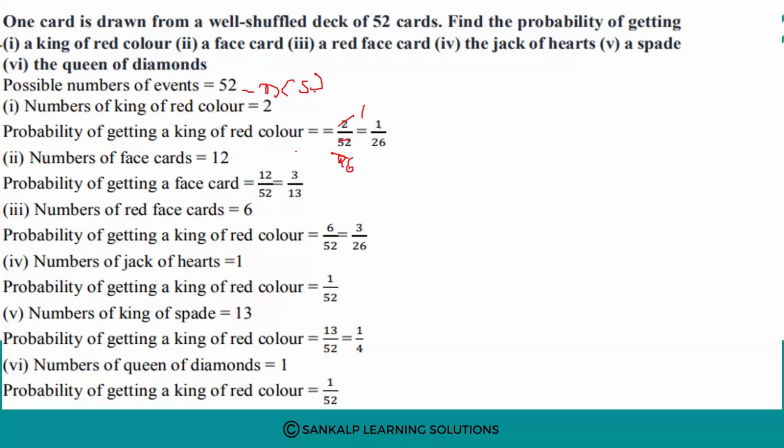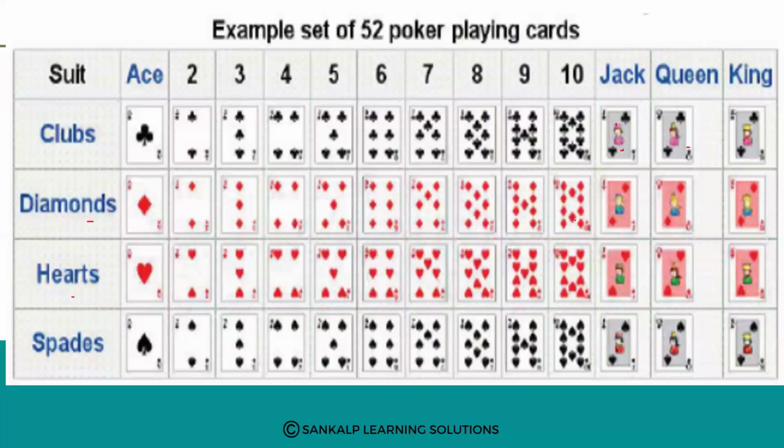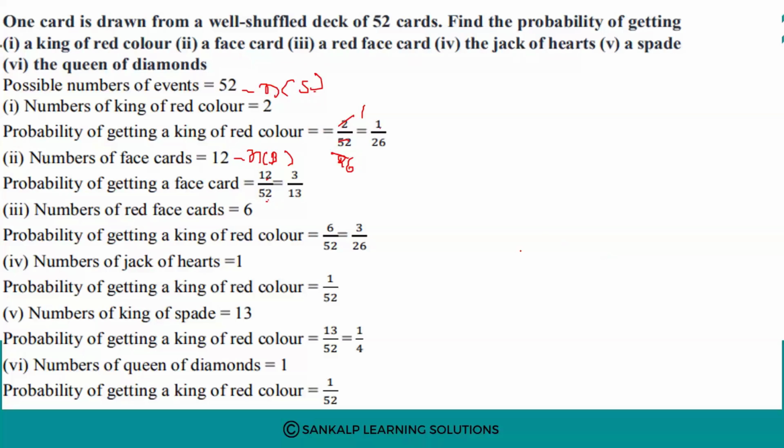Number of face cards. So how many face cards are there? Already I have told you 12 face cards are there. So this is n of B. The probability of getting a face card is n of B divided by n of S, 12 divided by 52. This is 3 divided by 13. Number of red face cards. So how many red face cards will you get? 1, 2, 3, 1, 2, 3. That means 6 face cards are there. So the probability is 6 divided by 52. Here also 2 threes are 6, 2 twenty-sixes are 52. So 3 divided by 26.